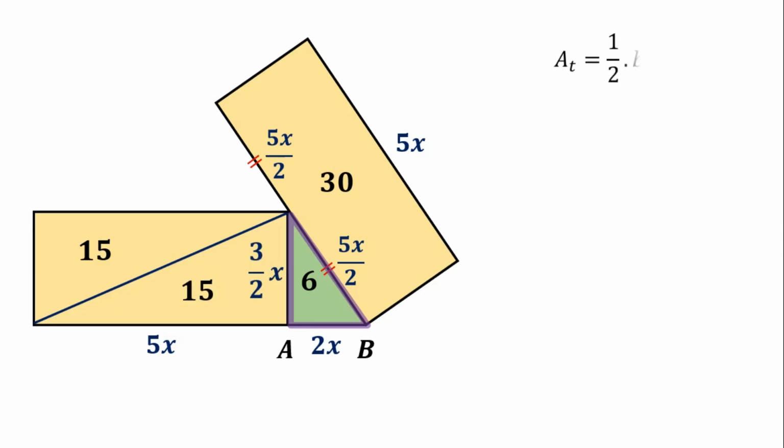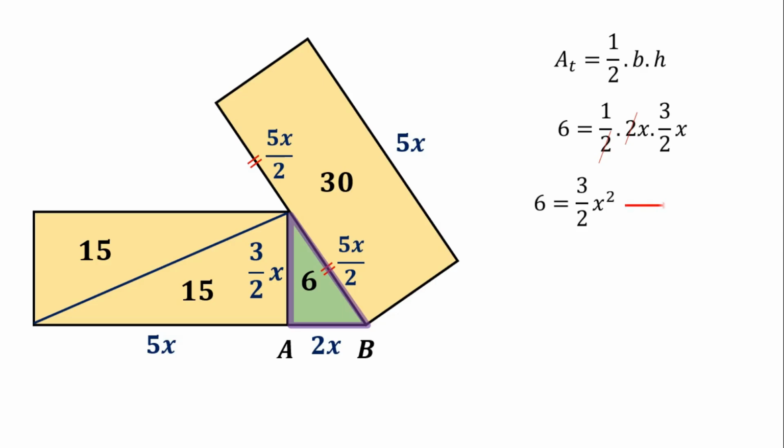Now, let's write the formula for the area of a right triangle. The area is 1/2 times the height times the base. We know that the area is 6, so we substitute 2x for the base and 3x/2 for the height. The 2's cancel out, giving us 6 equals 3x²/2.